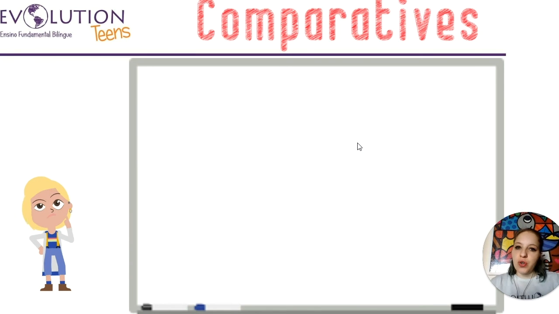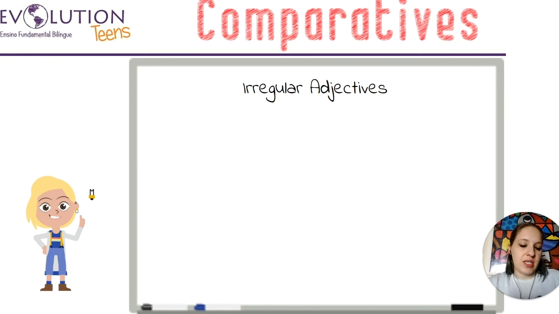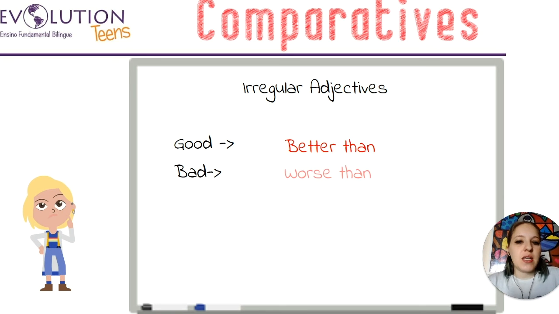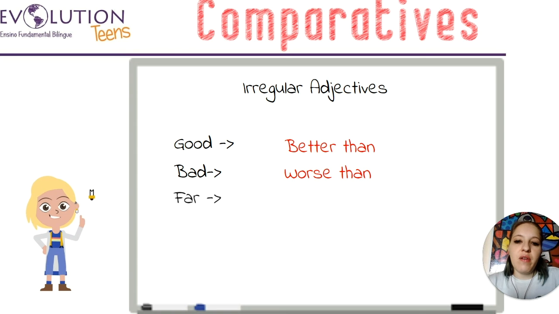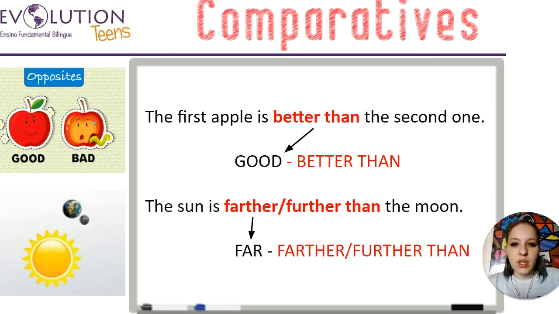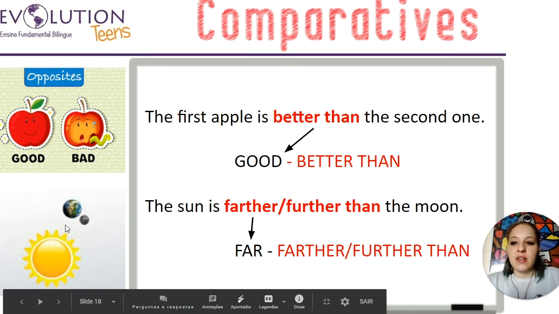And we have a special rule for irregular adjectives. Good becomes better. Bad becomes worse. And far, we can use further than or farther than. So the first apple is better than the second one. So better is the adjective for good and become better. The sun is farther than the moon. Okay? If we compare with the earth, the moon is here, the sun is here, so the sun is farther than the moon.